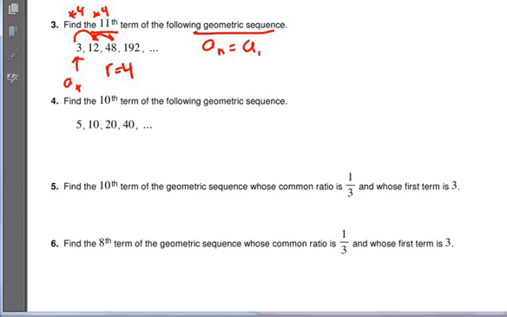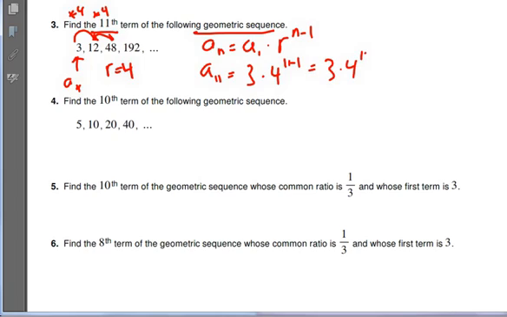So now we'll apply the explicit formula for the nth term. The nth term is equal to the first term times the common ratio raised to the n minus 1 exponent. So if I'm looking for the 11th term, that's going to equal the first term, 3, times my common ratio, 4, and then plugging in the value, 11 minus 1.